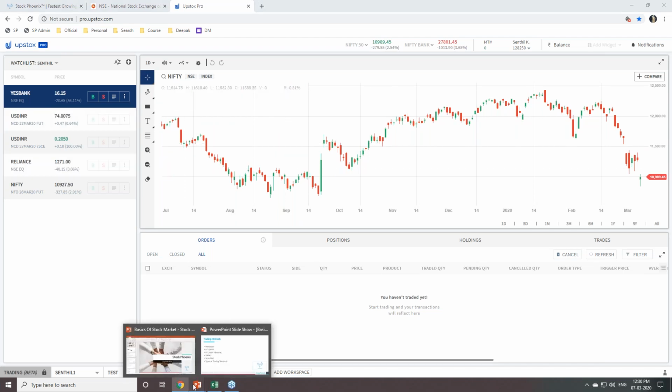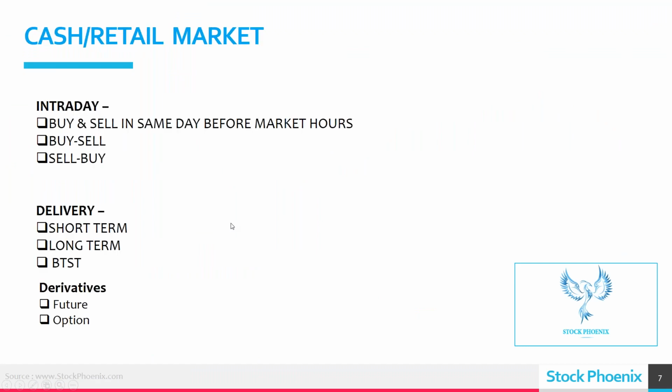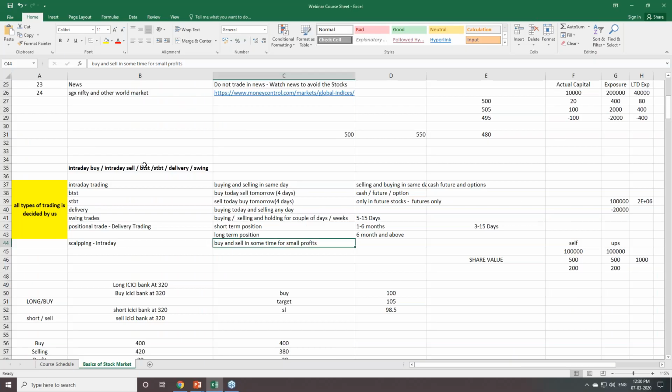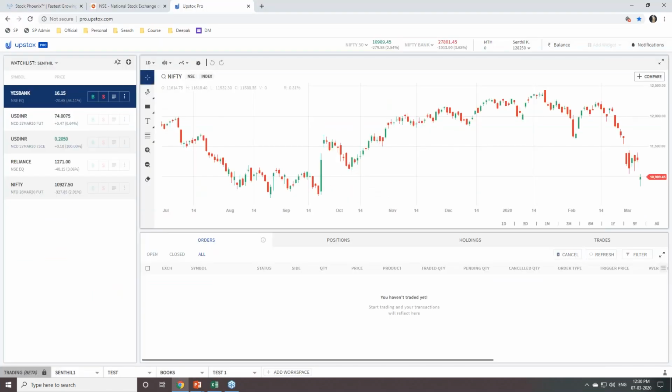And before that, let me see what is to be covered. We'll go as per the slides. So we have seen this. But before this, let me see the Excel itself. Okay, types of terminal we have covered. Next is basics, how to use the terminal. So that is what we are going to see now.